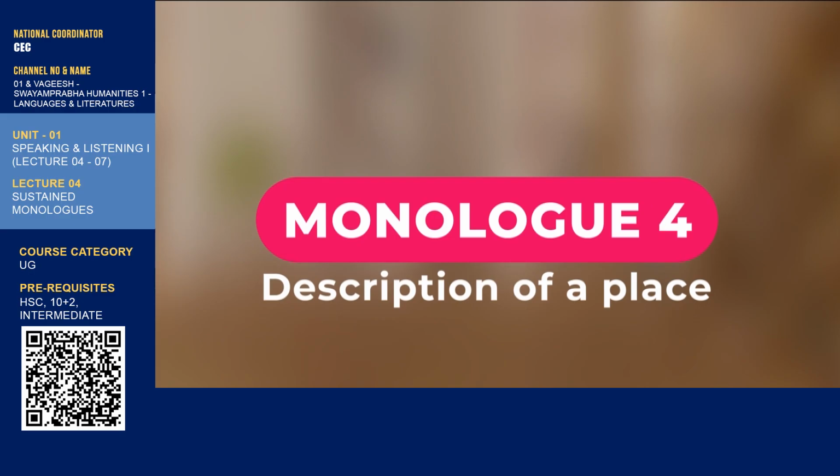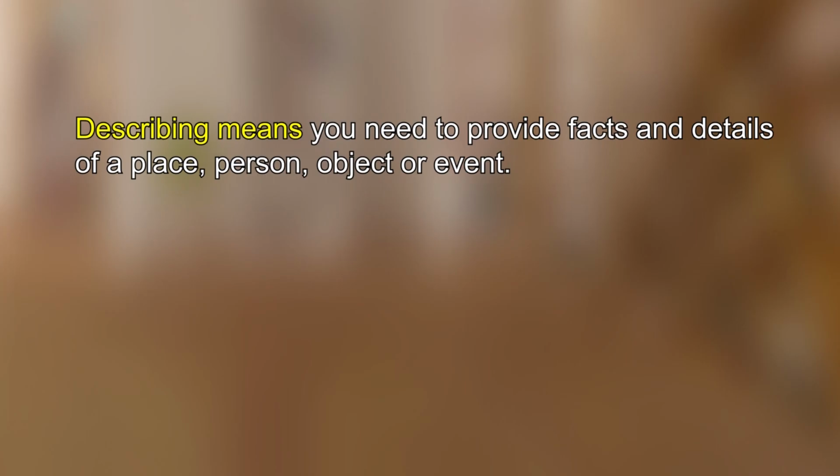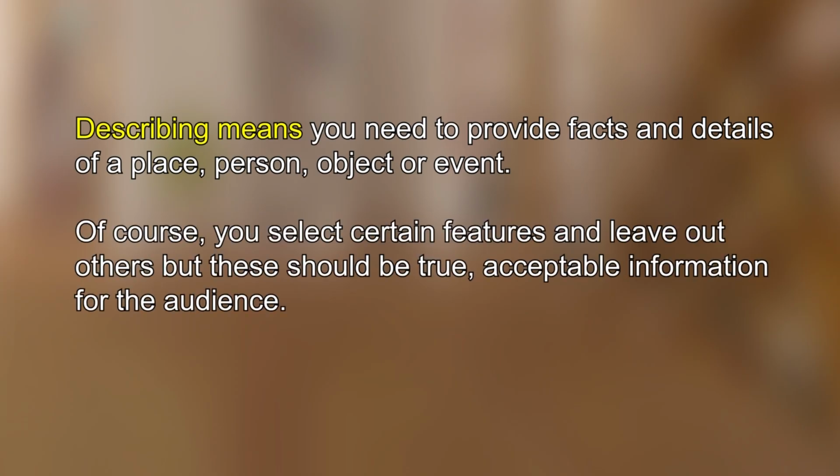Now, monologue 4. Description of a place. Let us understand the term description. This is an integral part of language transactions. Describing means you need to provide facts and details of a place, person, object, or event. Of course, you select certain features and leave out others, but these should be true, acceptable information for the audience. We will also follow up description in greater detail in the second module, which is on listening.